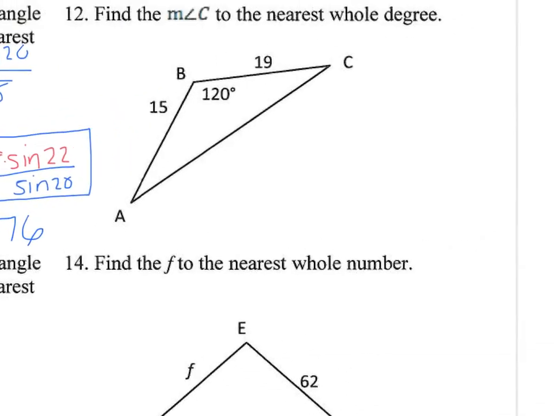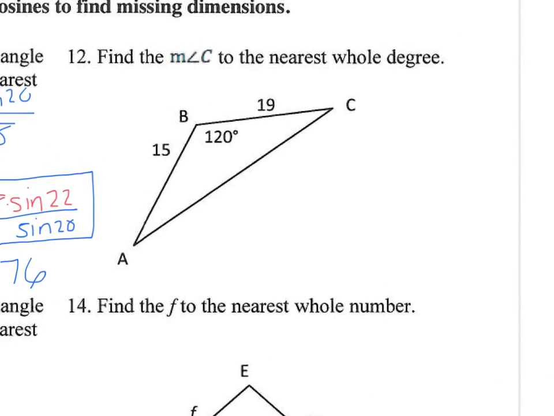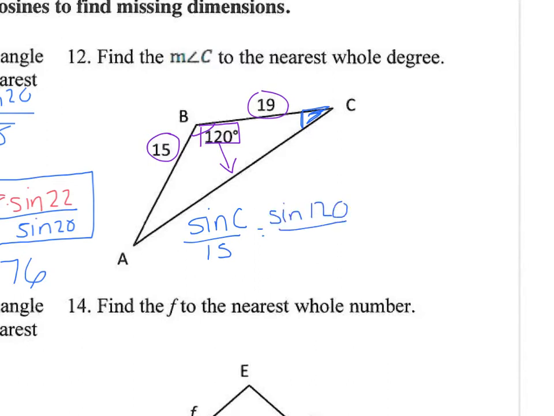Question number 12 is a little bit more tricky. Let's take a look at what we have. They give us one angle and then they give us two sides. But the problem here is that 120 is my angle, but they don't give me the side across from it. I'm trying to find the measure of angle C, so this angle right here. So if I was going to set this ratio up right now, I would have the sine of angle C over 15, and that would have to equal the sine of 120 over lowercase b. And again, I cannot solve this because I have a variable right here and a variable right here. As soon as I have two separate variables, you can't solve this.